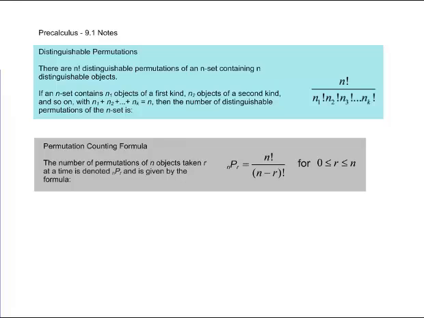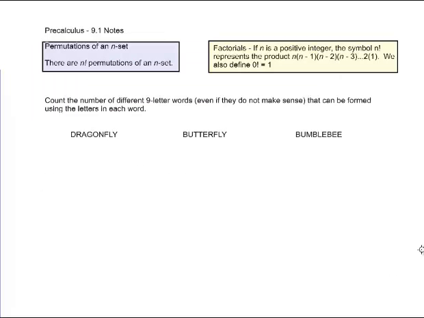And so we want to look at distinguishable permutations first, and then we'll look at how the counting formula works. There's a couple of examples we'll work, and those will be on the next slide.